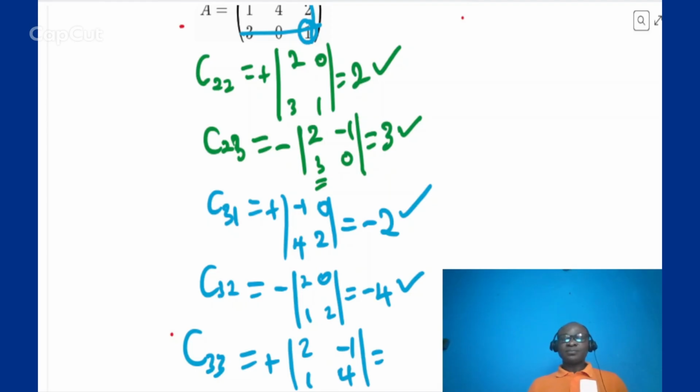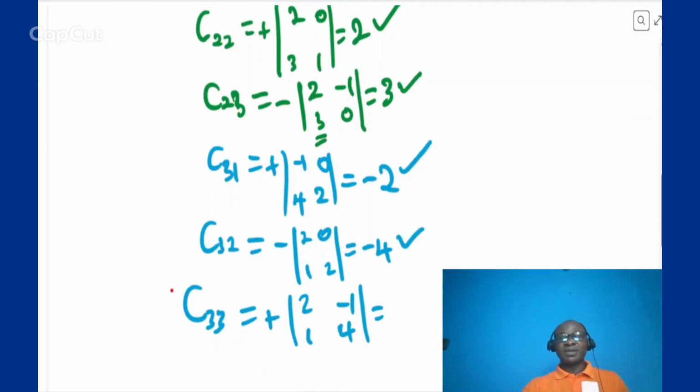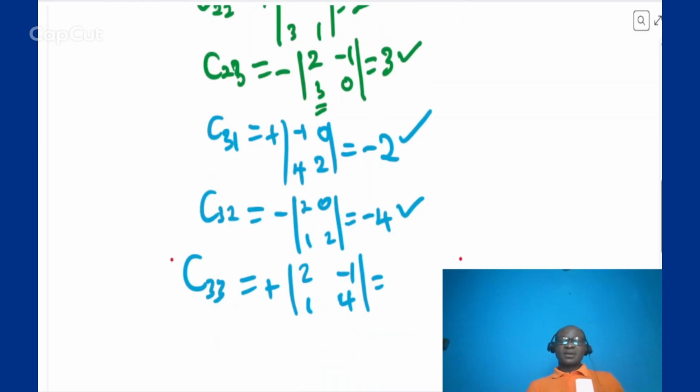I can't see the matrix. Okay, sorry. Let me put it up. Is it better now? Yes, sir. Plus 9. Plus 9 is correct. We are done now. We got C11, C12, C13, C21, C22, C23, and then C31, C32, and C33.